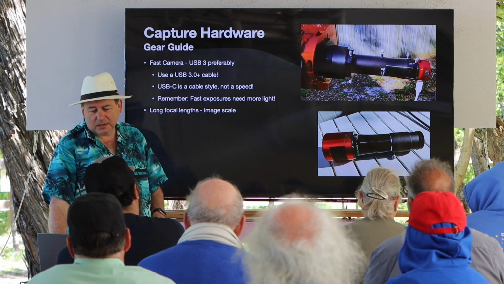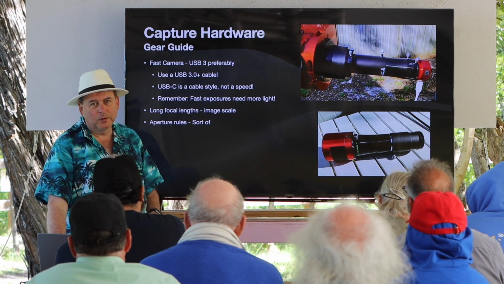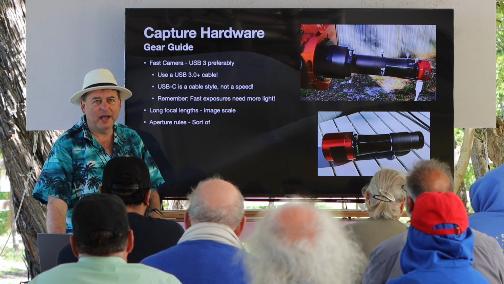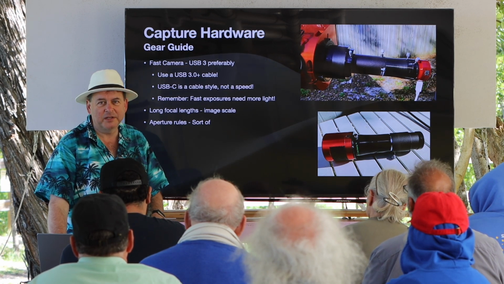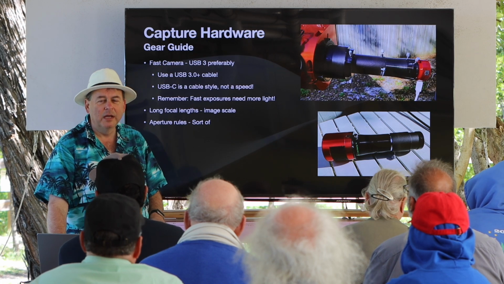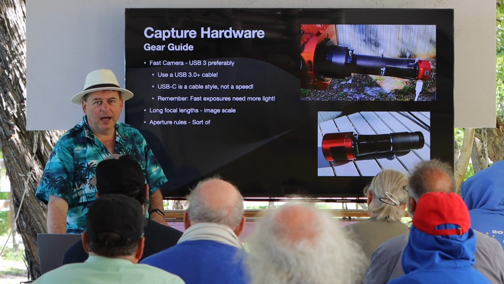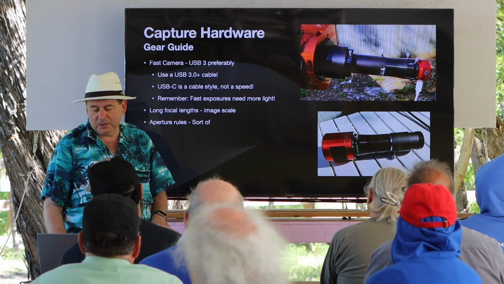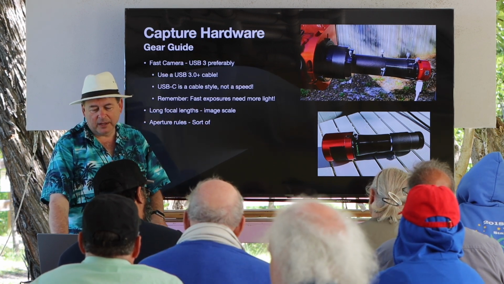Long focal lengths, image scale, aperture rules, sort of. I was looking through Tim's 8-inch scope last night at Jupiter, and then I went over and looked at a friend's 100mm scope at Jupiter. There's a difference, and that aperture makes a difference in the fine resolution that you can resolve on the planet.